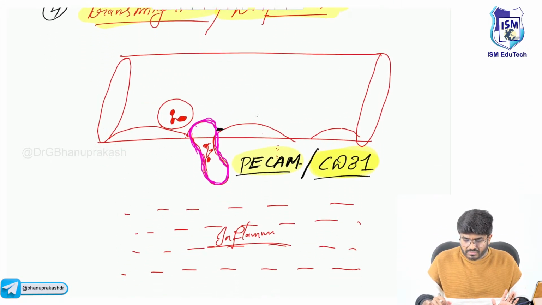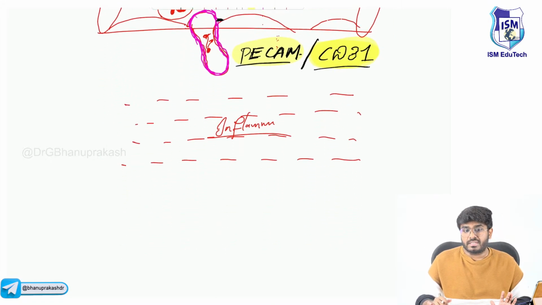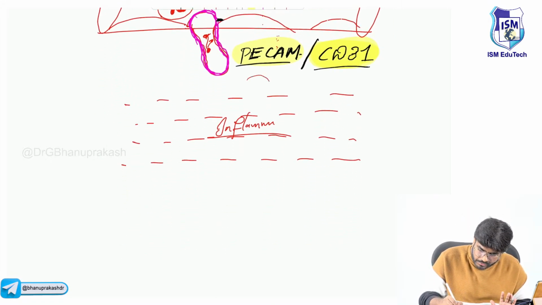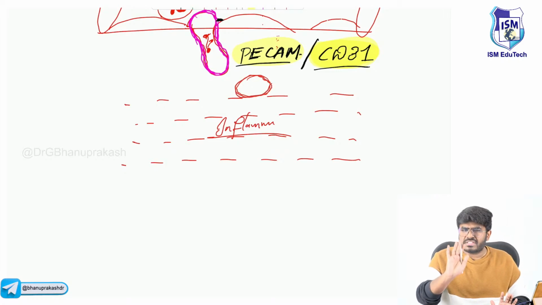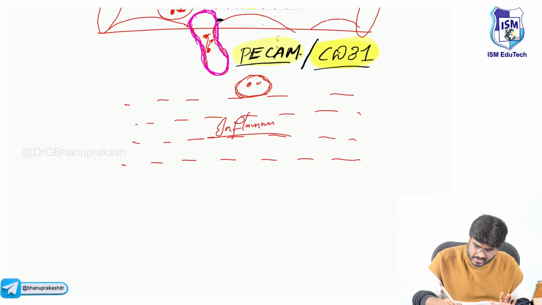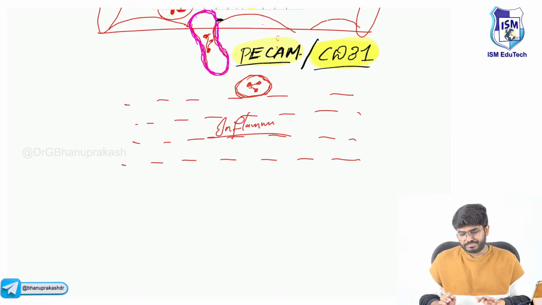Now after transmigration, what should happen? After transmigration, where is the neutrophil? Now the neutrophil came into the tissue. It came out of the blood vessel. First it came out of the blood vessel. Now here is a neutrophil which came out of the blood vessel.